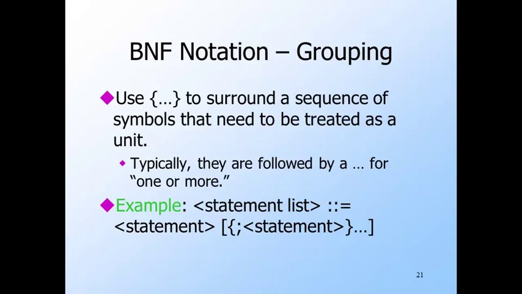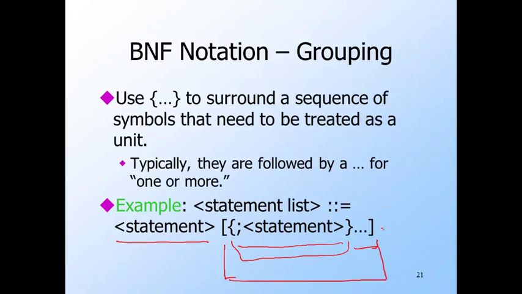That is, a statement list consists of one statement, that's this, followed optionally by one or more groups consisting of a semicolon and a statement. There. Brackets form a group, and then finally the ... applying to the group says one or more of these groups. Finally, you have the braces, and those braces say that the whole thing is optional.